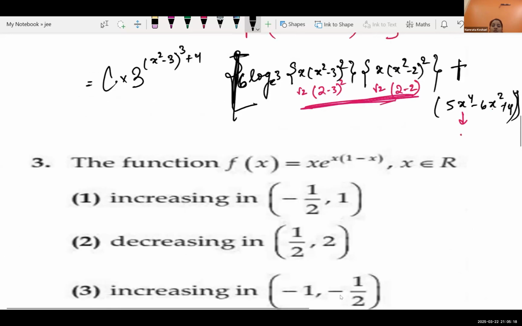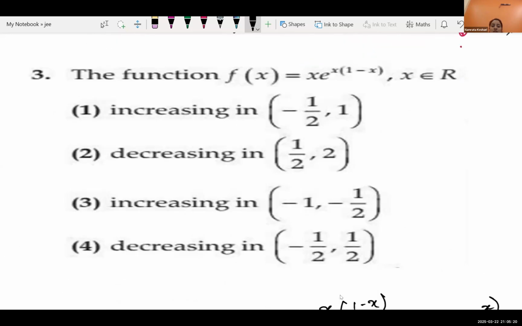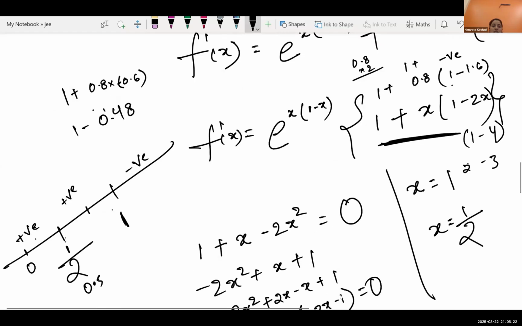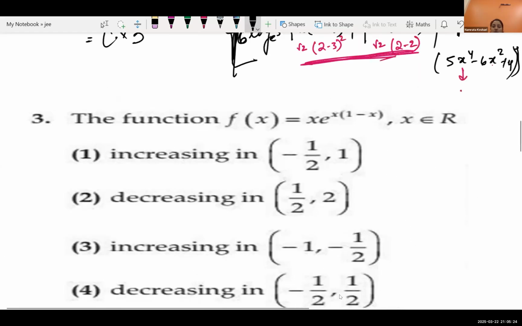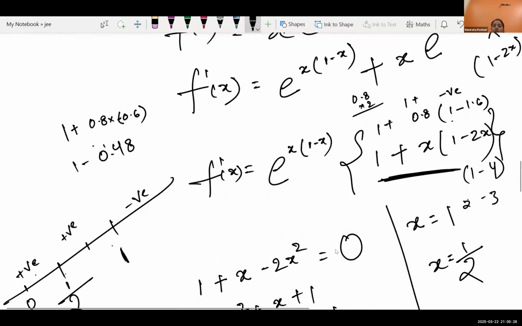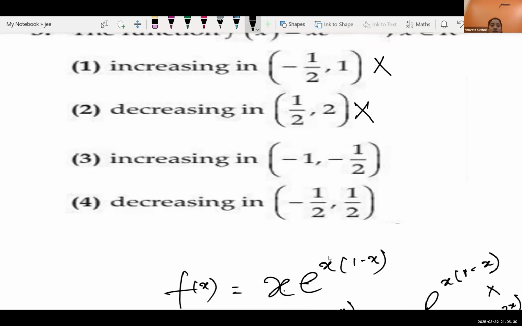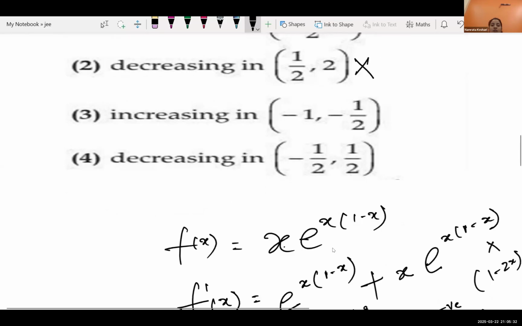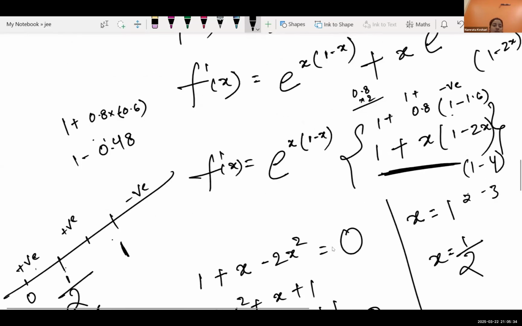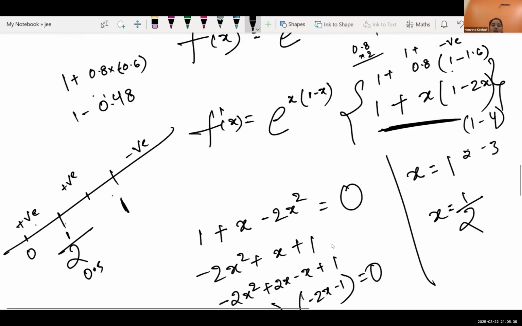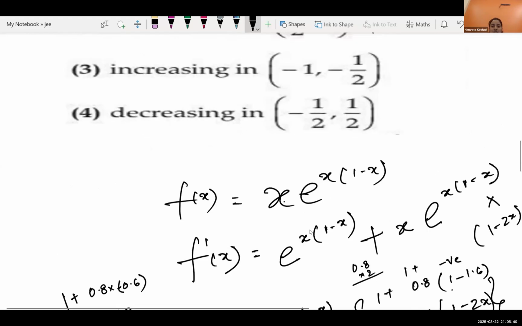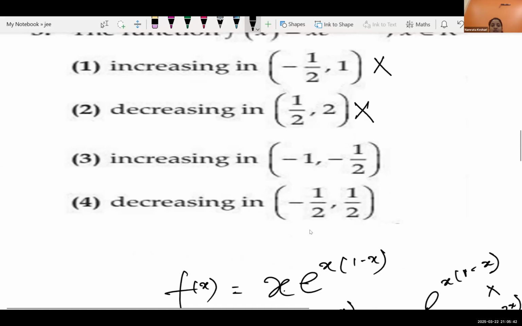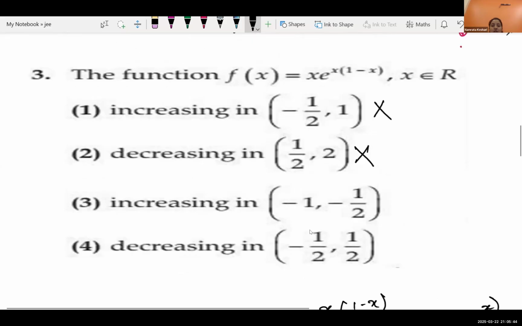The function is increasing in this. -1/2 we don't even have. Decreasing in 1/2 to 2, but 2 we don't have as a critical point. Increasing in -1 to -1/2, but -1 we also don't have. And decreasing in -1/2 to 1/2.